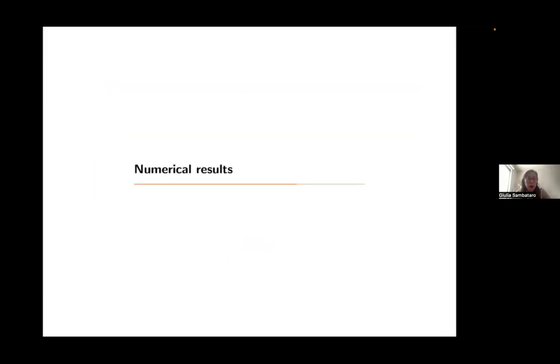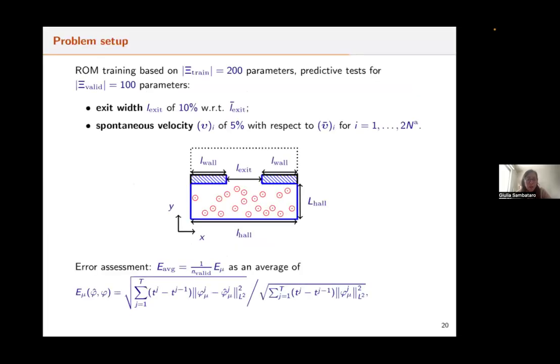Okay, so I applied this technique, and now I'm showing you some numerical results for my setting. In my setting, I have 20 agents that are placed in a region of size small l times big L, and they want to exit. That's a parametric setting in which two varying parameters are considered. We have the exit width, where L exit is this parameter here, and we have the spontaneous velocities of all the agents. And we assess the accuracy of the reduced order model by this average error based on the L2 norm.